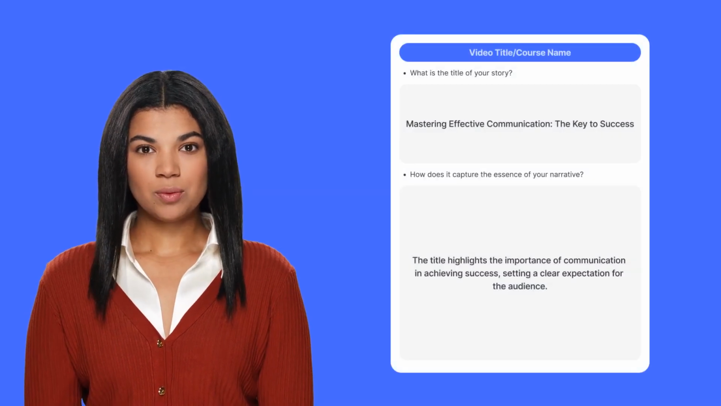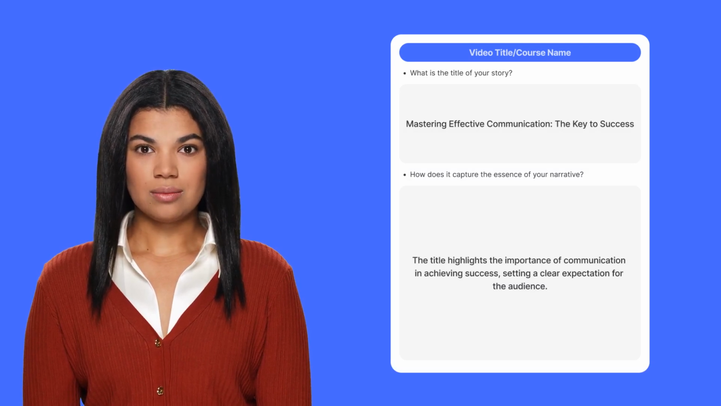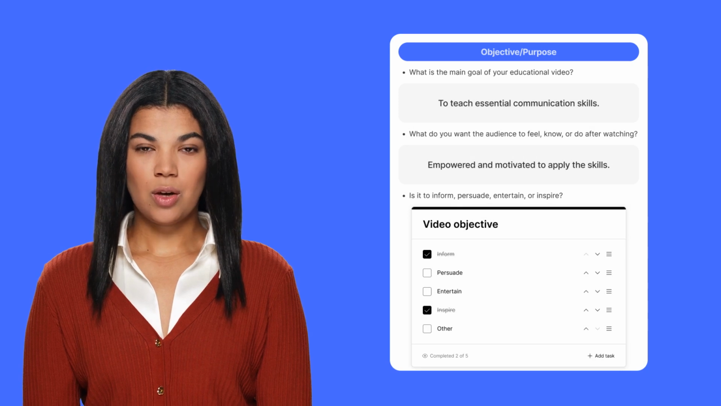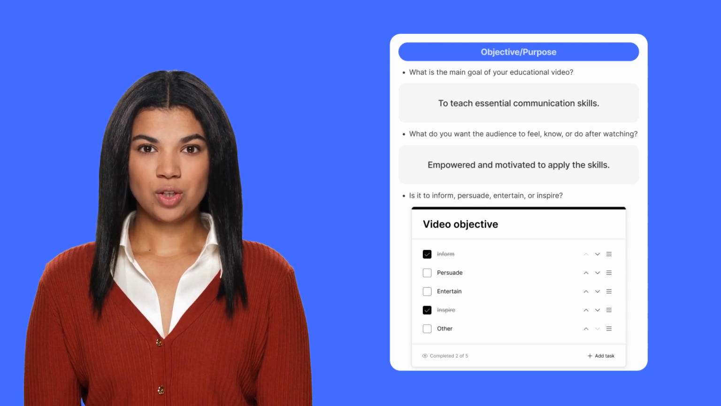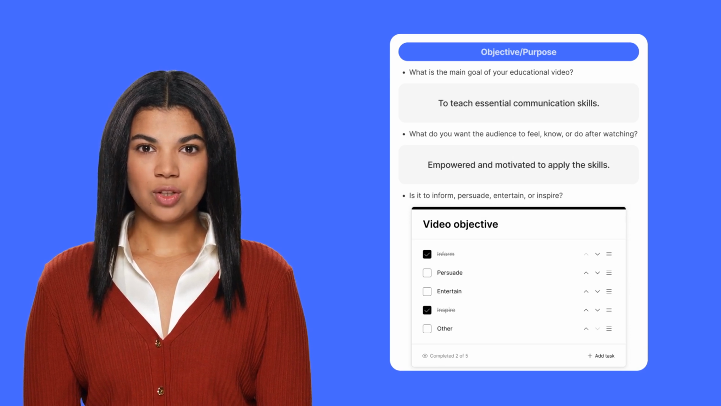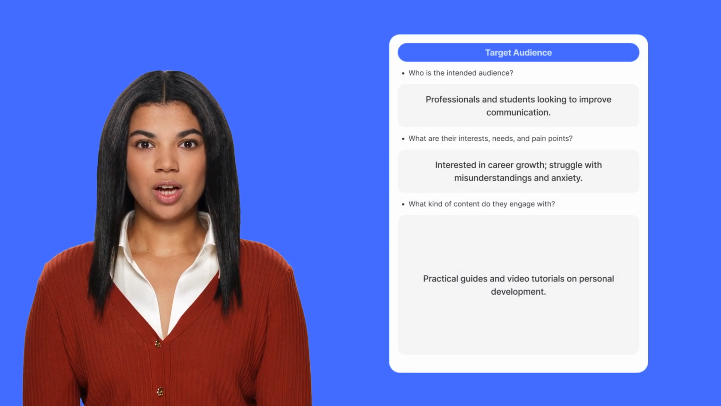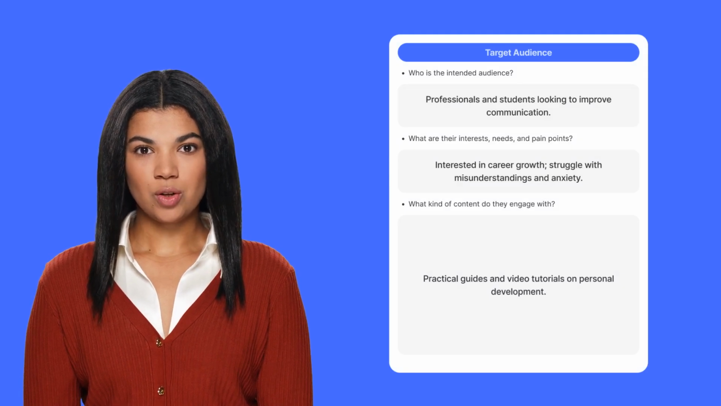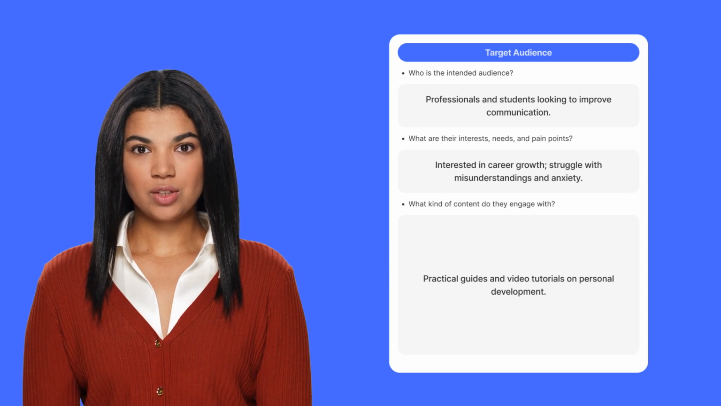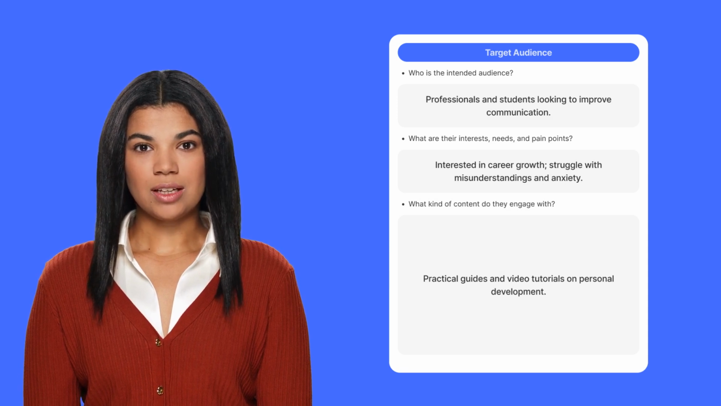Start by filling out the main details of the video. This sets the stage for your project. Next, define your video's objective. What do you want your audience to learn, feel, or do? This helps keep your content focused and effective. Identify your target audience. Understanding who you're creating content for will guide your messaging and engagement strategies.